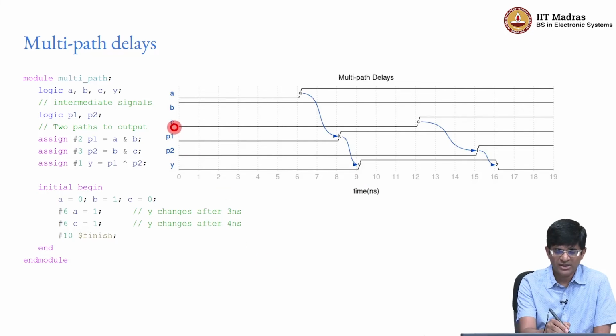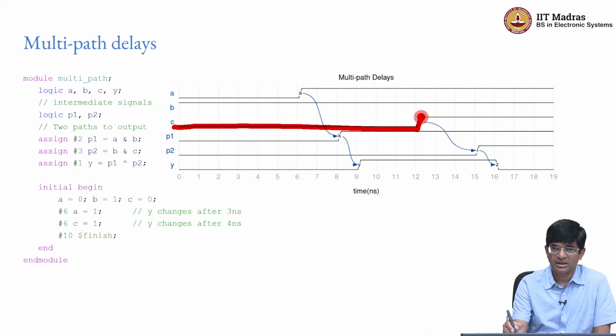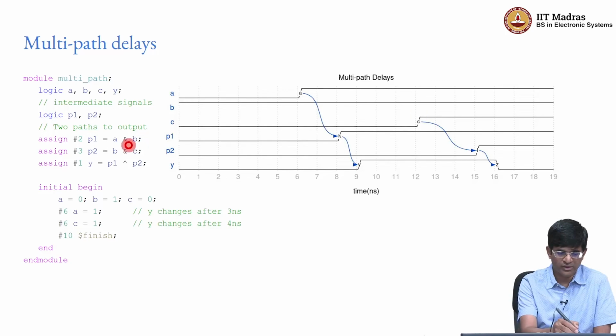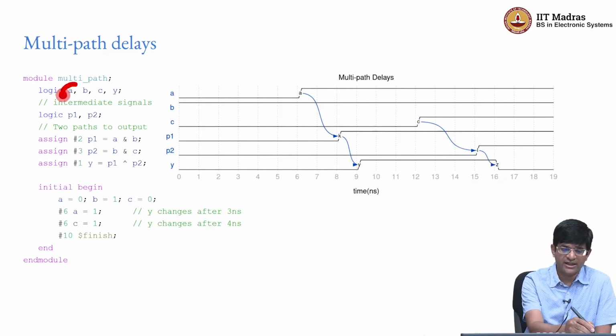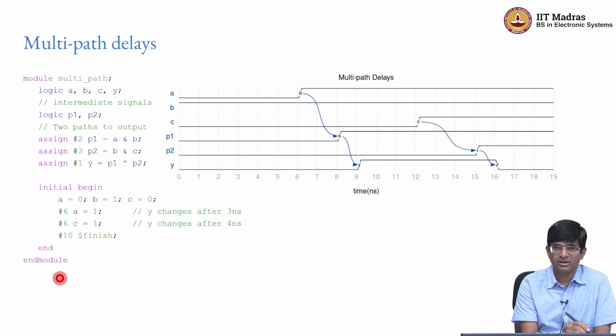Okay. Now what happens when I change the value of C? I can find out from this that C in turn is going to cause a change in P2, and that P2 in turn is going to cause another change in Y. But if I look at this, the difference between the change in C and the change in the output Y is 4 nanoseconds. So effectively what it's saying is, different inputs can have a different amount of delay by the time they reach the final output, because of the path through which they progress.